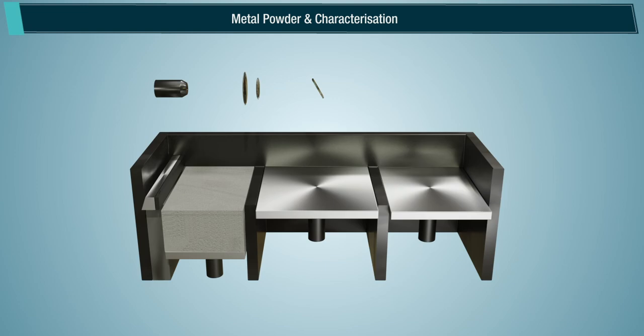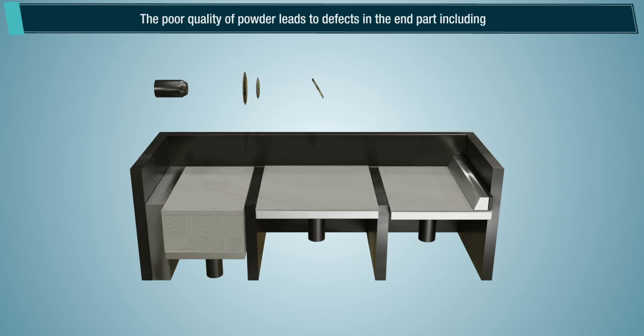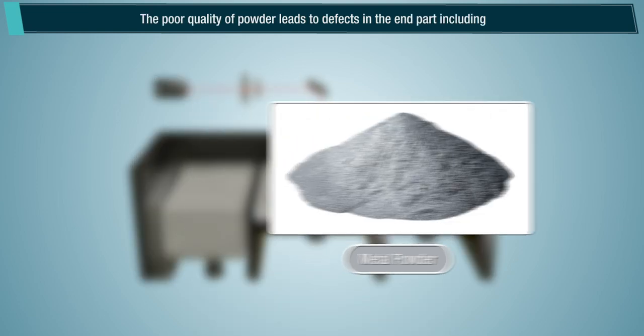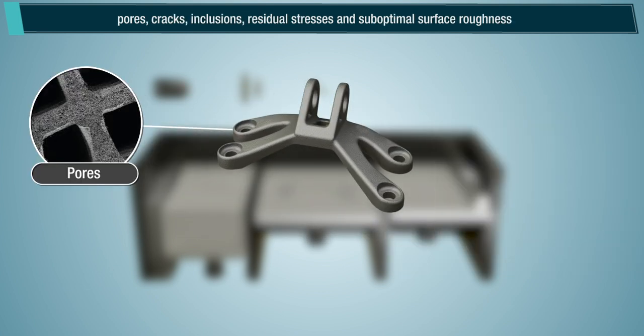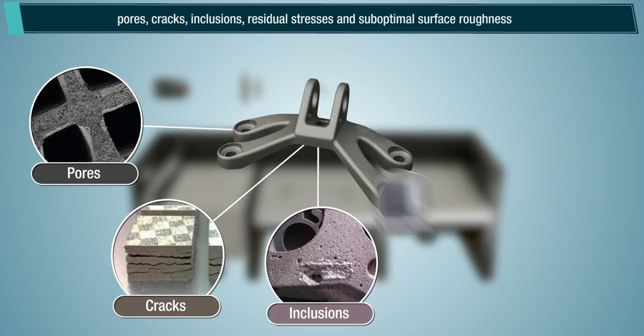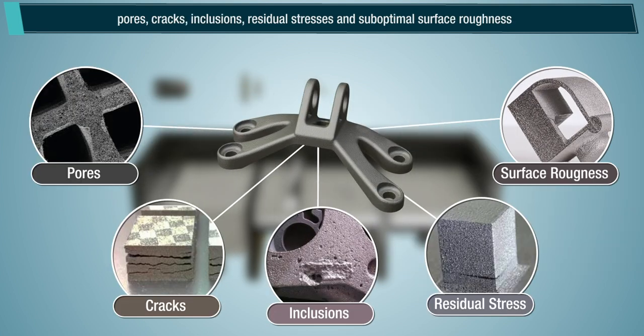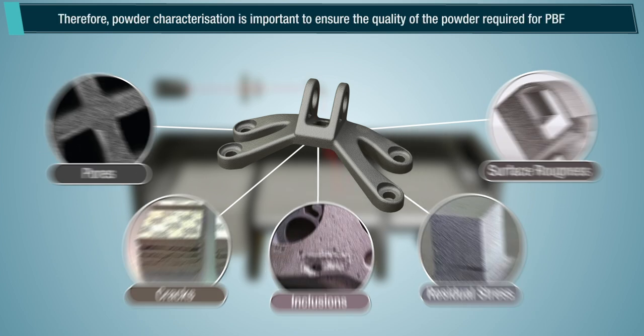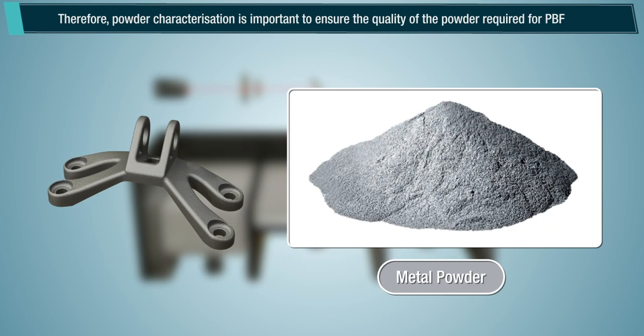Metal powder and characterization. Poor quality of powder leads to defects in the end part, including pores, cracks, inclusions, residual stresses and suboptimal surface roughness. Therefore, powder characterization is important to ensure the quality of the powder required for powder bed fusion.